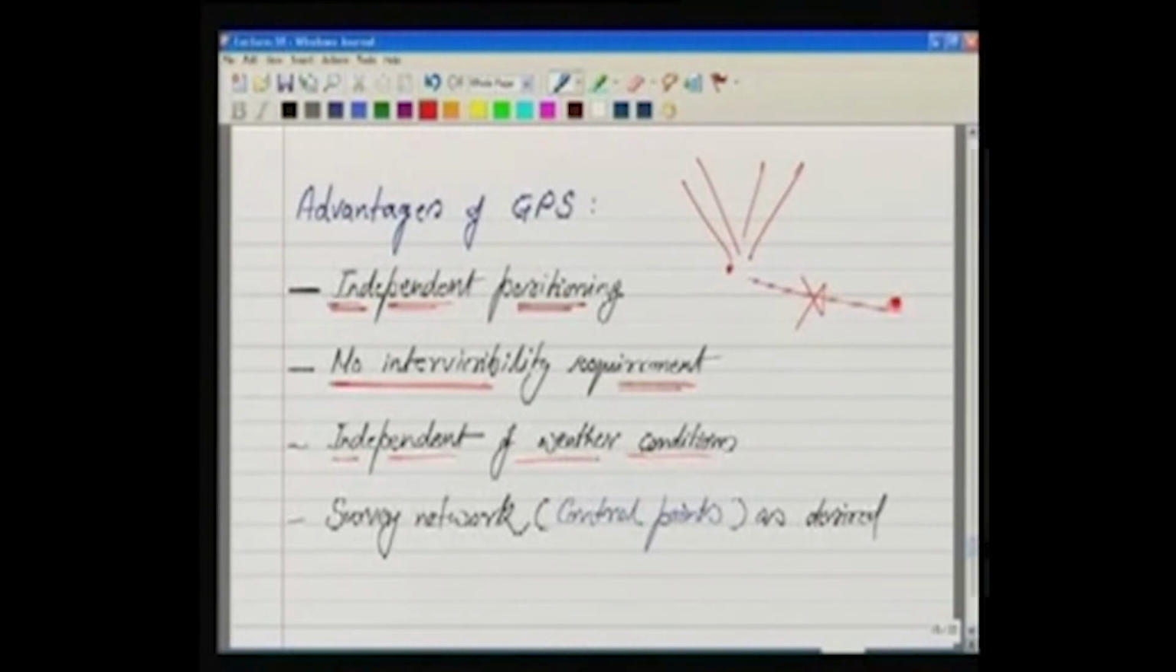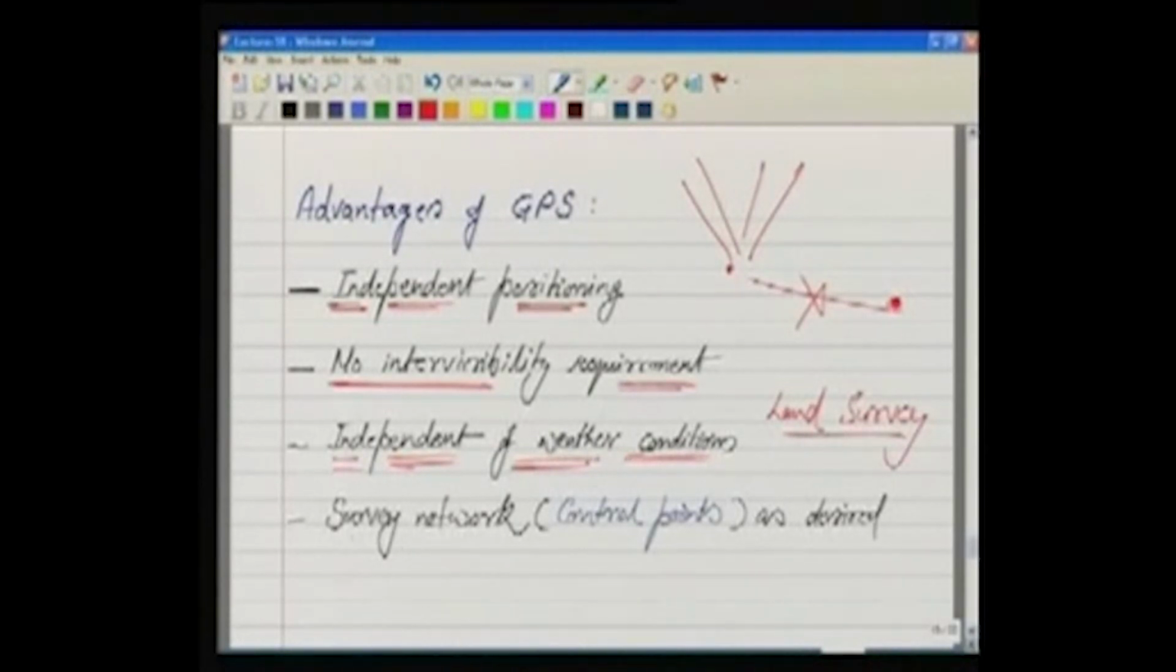We can use GPS in most weather conditions, provided you can go out and survey, unlike our land survey, because in the case of land survey, if it is raining or too foggy, if the visibility is very poor, or at night, we cannot use the land survey.